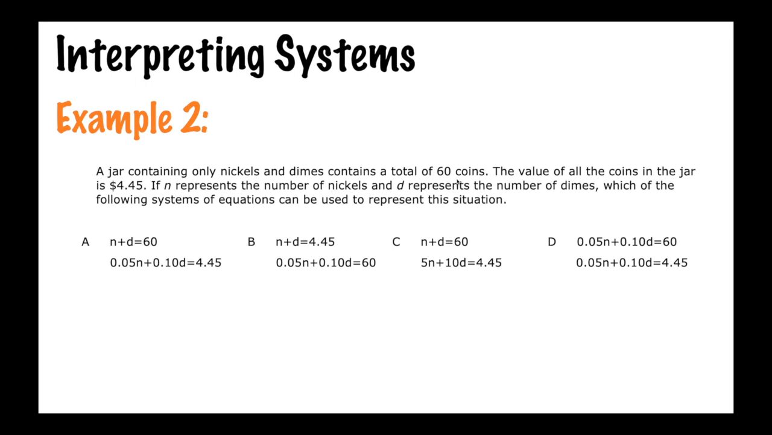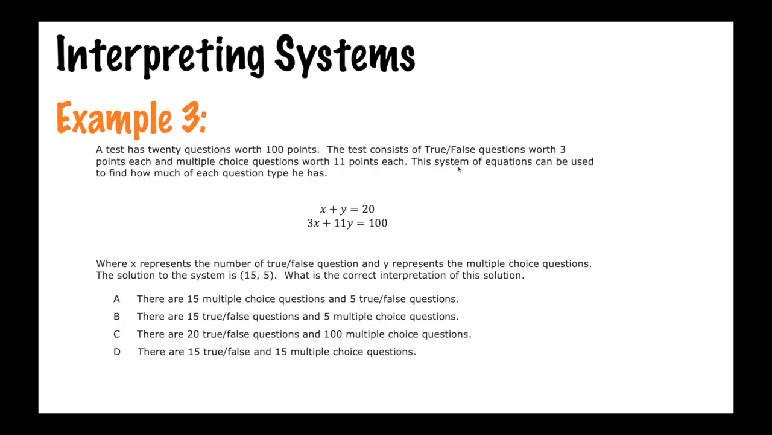The 60 is talking about the total number of coins, not their value. So in that case, we want it to just be the nickels plus the dimes have to add up to 60, and that's why this answer is going to be A. Now for example 3, again, read through this problem and see if you can determine the answer here.